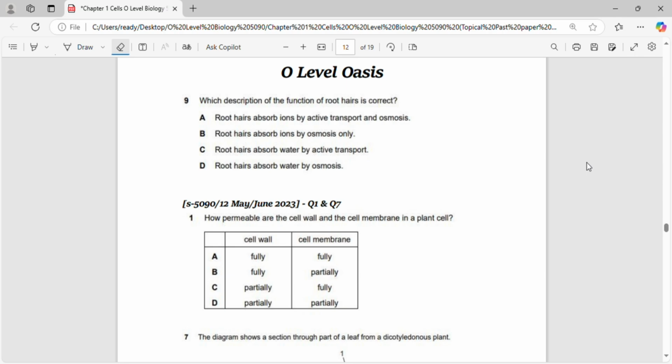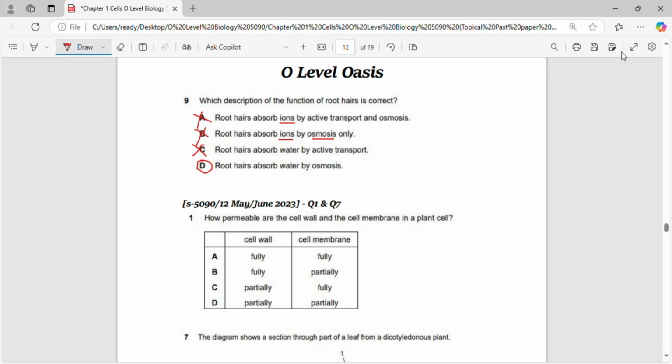Let's go through the options. We can eliminate option A, because root hair cells absorb water through osmosis and ions through active transport. However, ions cannot be absorbed by osmosis in root hair cells. Option B is also incorrect because ions are not absorbed by osmosis. Option C is wrong as well, since water is not absorbed through active transport. Therefore, option D is the correct answer because root hair cells absorb water by osmosis and ions by active transport. This process will be further explored in Chapter 3.